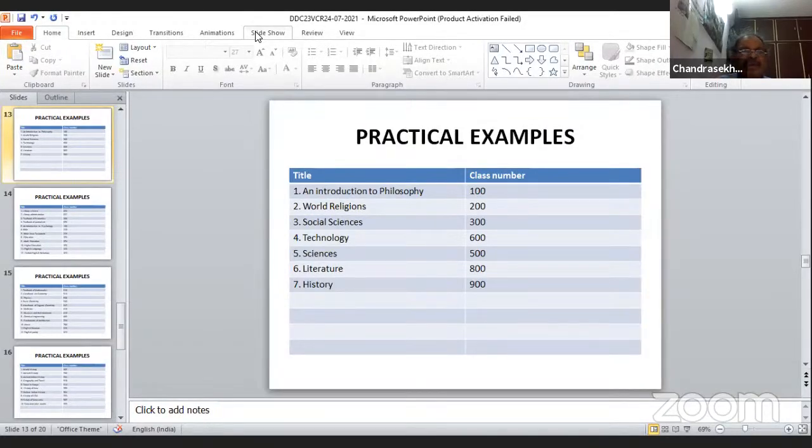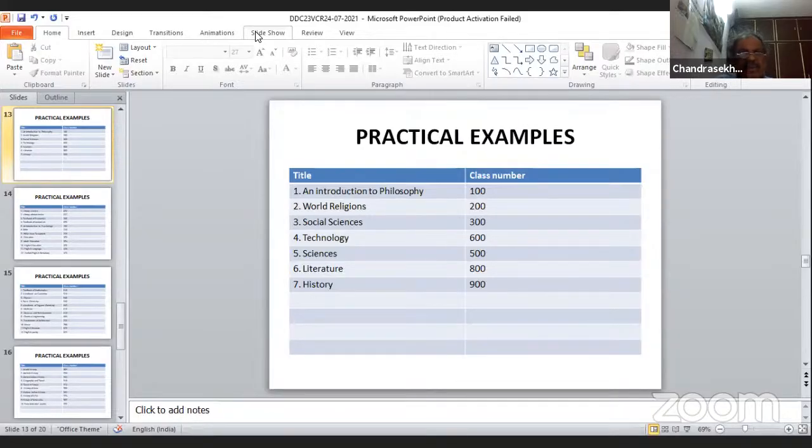So the significant term in this one indicates the subject area. In "An Introduction to Philosophy," "an introduction" is not a significant term; it won't indicate any subject area. The term indicating the subject area is philosophy. So you have to give the classification number for philosophy.